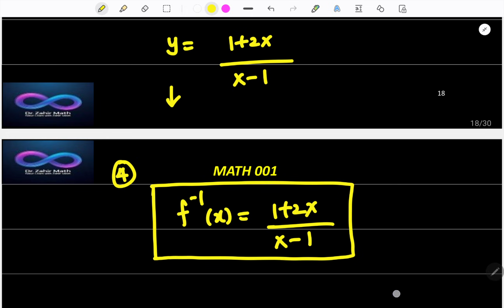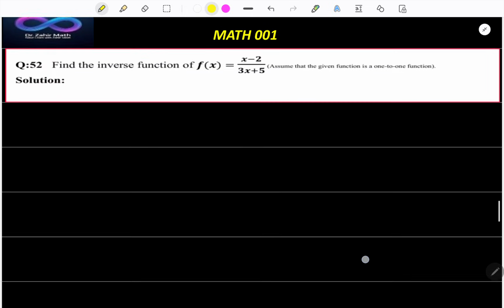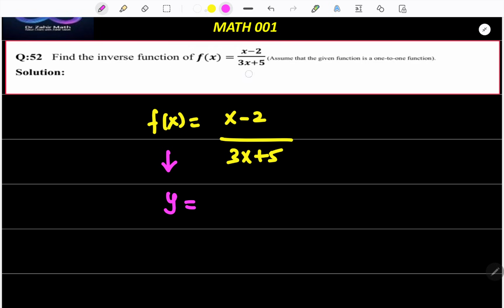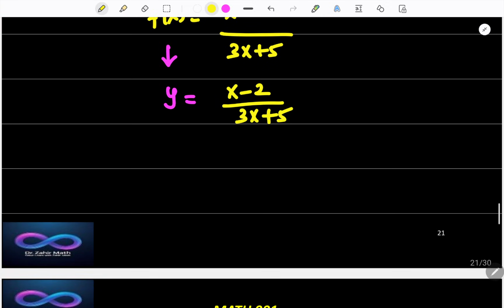Right. Let's do one more question. Right. Find the inverse of f of x equals what? x minus 2 divided by 3x plus 5. What is step number 1? Put y is equal to what? f of x, which is x minus 2 divided by 3x plus 5. What is step number 2?